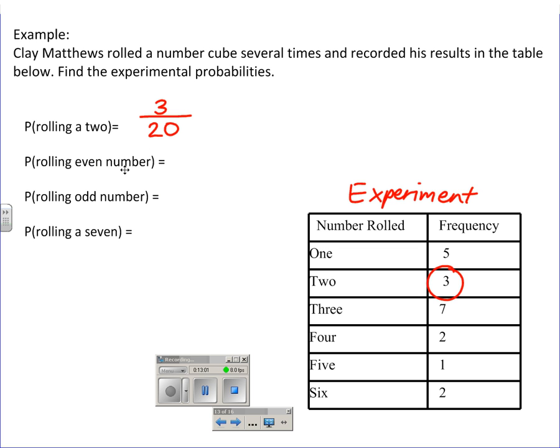Okay, let's look at rolling an even number. An even number, he had 3, 4, 5, 6, 7 out of 20. Rolling an odd number. The odd numbers are 1, 3, and 5. He had 5 and 7 and 1. So 6 and 7 is 13/20. And rolling a 7, he didn't roll a 7. So the experimental probability was 0 out of 20.